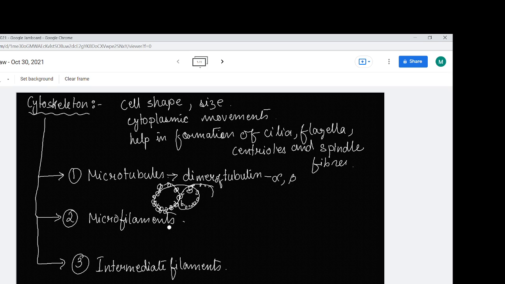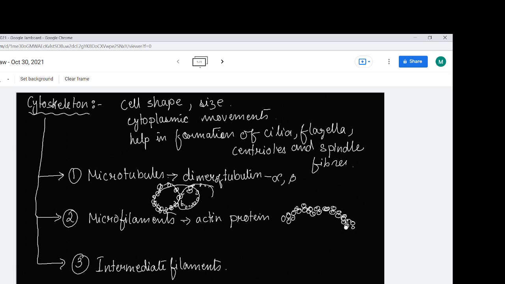Next is the microfilaments. The microfilaments, they are made up of actin protein. The name of the protein which makes it is actin. So there will be two chains of actin polymer. Okay, this is suppose one chain of actin polymer. Here each monomer is one actin, and there will be two chains which are twisted around each other like this. So two chains of actin molecules are present here, and it acts as a cytoskeleton.